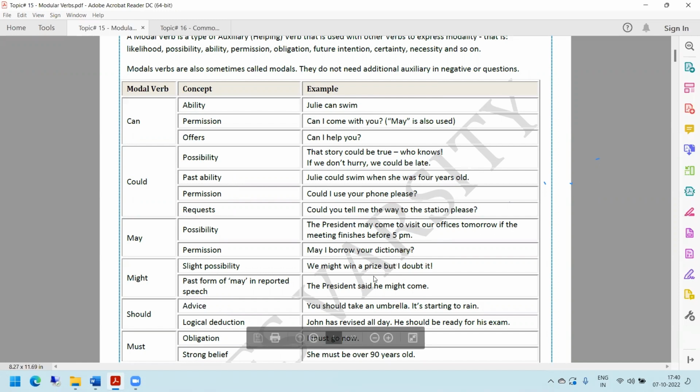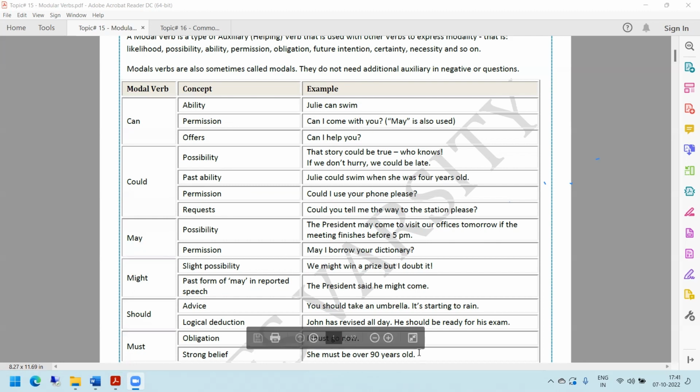Permission. To express permission: could I use your phone, please? Requests: could you tell me the way to the station, please? So here to express request. Now, next modal verb, may, to express possibility, to express permission. You see here, could is also used to express possibility, permission. Even can is also used for possibility and permission. We will do some comparison later.